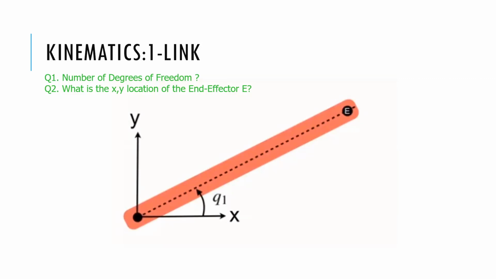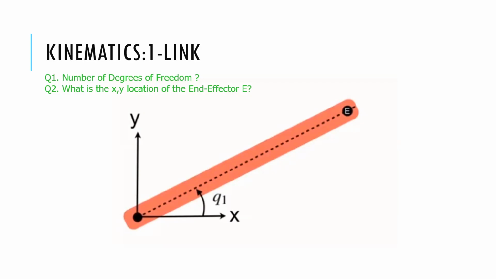So you have X and Y, and this is 0, 0. And I have 1 link here, and this is a theta here. I would like to know the X and Y of that end effector. How can you compute that? Given the length here, let's say this is A1, and let's pick it as 1 unit.